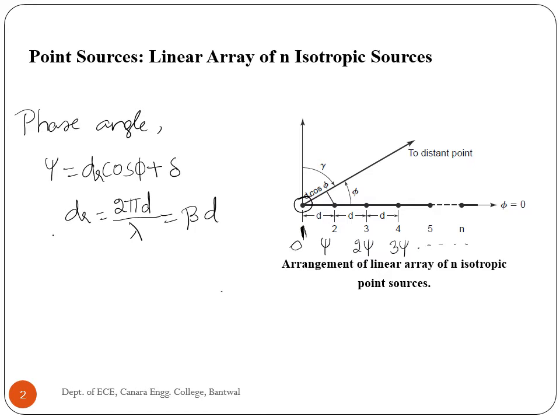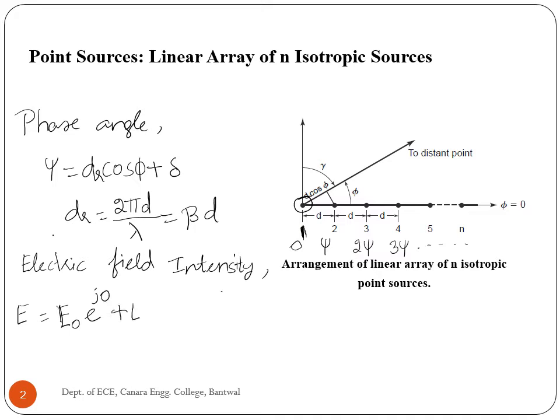The array has n isotropic point sources, so the total electric field intensity at a distant point is given by E equal to E naught e to power j 0, phase angle at source 1 is 0, E naught e to power j xi, phase angle of source 2 is xi, E naught e to power j 2 xi, and so on until n sources, that is E naught e to power j n minus 1 xi.